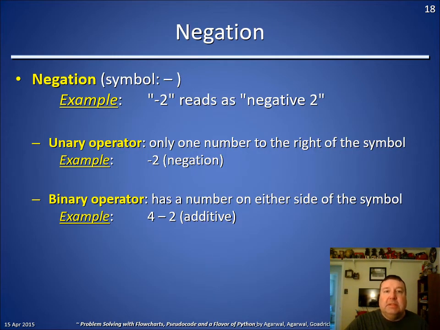Negation is simply just our negative symbol. So -2 or -2 here. You're going to have your negation here, which is unary, meaning 1. Binary, you're going to need 2 numbers. That's just your additive or your subtracting here. So 4 minus 2 is a binary operator. If you just have the minus sign or negative sign, -2, that's considered a negation.